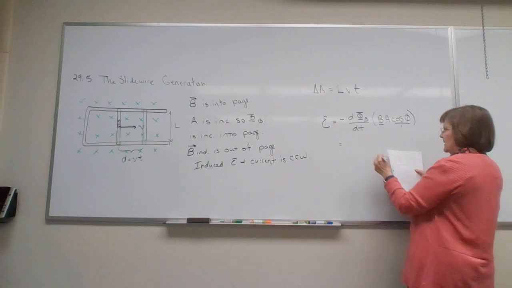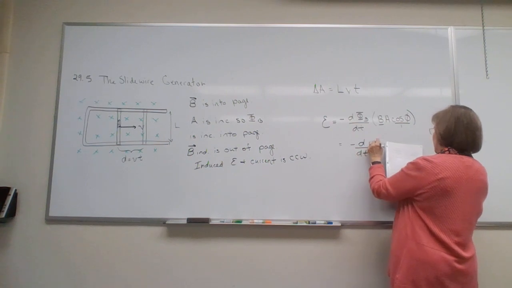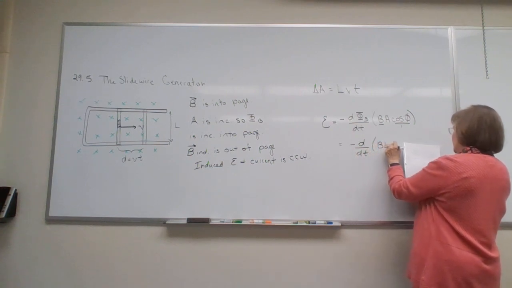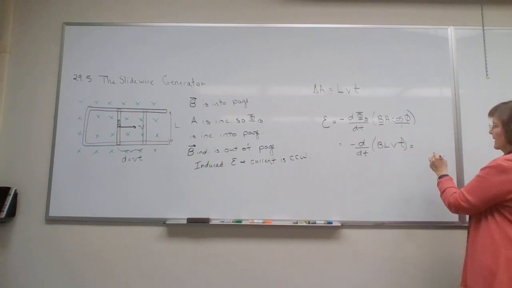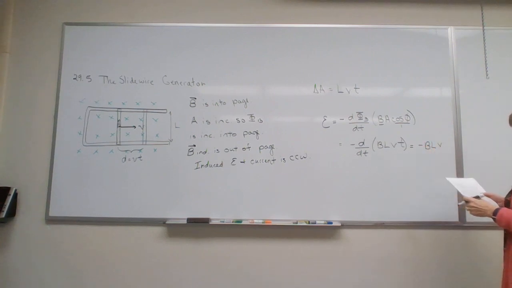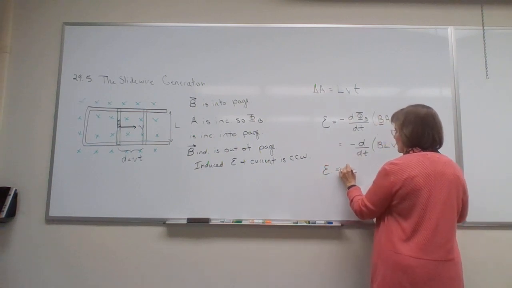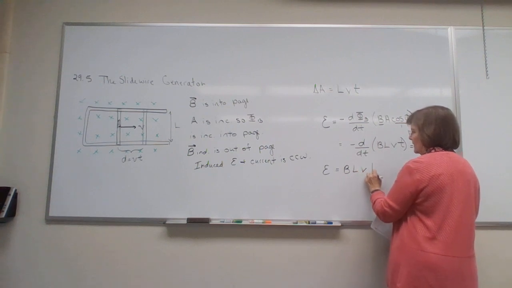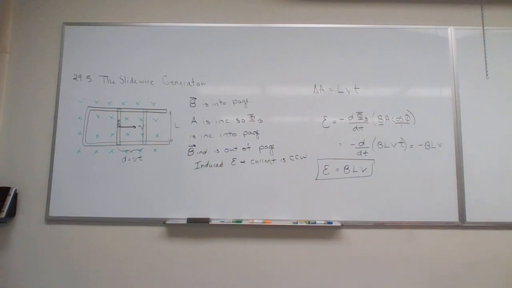That's just going to be negative d/dt of BLVT, or negative BLV. If we're just interested in the size of the induced EMF, which is usually all we want, we usually write it like this, BLV. That's going to be the size of our induced EMF.